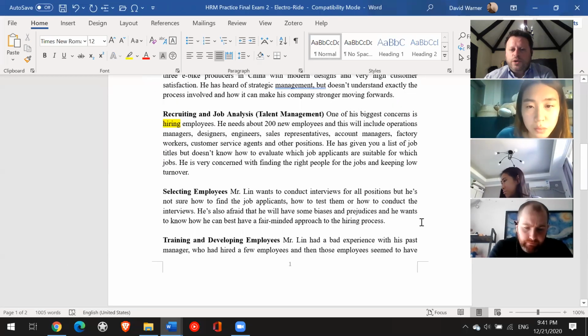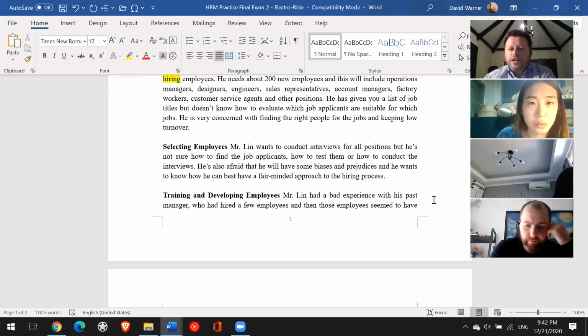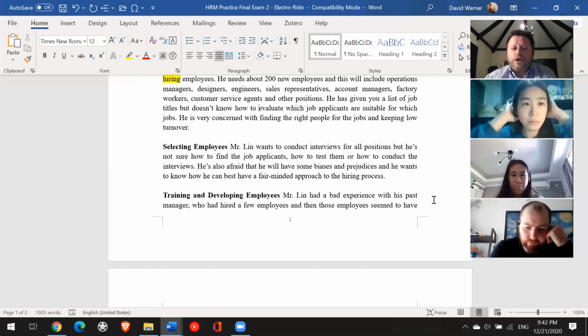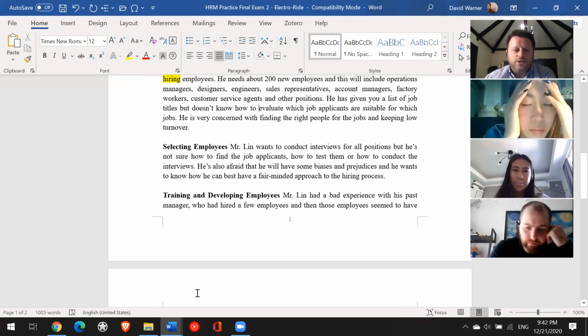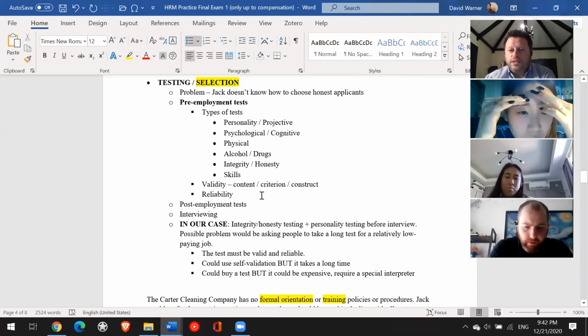Selecting. Mr. Lin wants to conduct interviews for all positions, but he's not sure how to find the job applicants, how to test them, or how to conduct the interviews. He's also afraid that he will have some biases and prejudices, and he wants to know how he can best have a fair-minded approach to the hiring process. So definitely selection will be on the test.